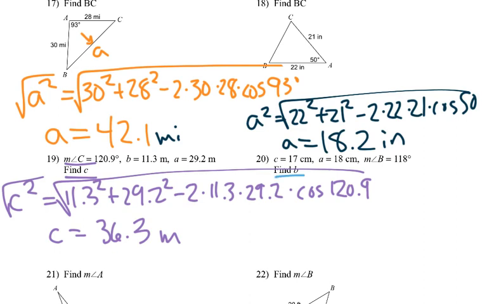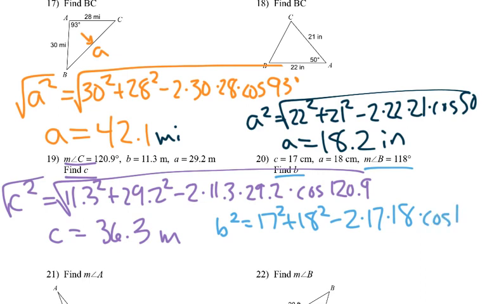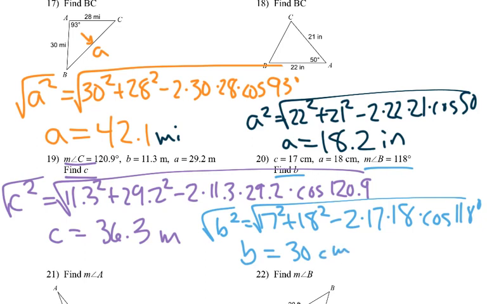Okay, finding side B, I have angle B, so I go B squared equals C squared plus A squared minus 2 times C times A times the cosine of 118 degrees. Now I'm going to take the square root of it, so I just put it in my calculator, and I get 30.005, so we'll just say 30 centimeters. Okay, not too bad, right?